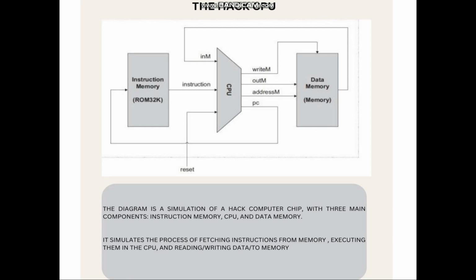In a Hack computer, the CPU is responsible for executing instructions in the instruction memory. These instructions are typically written in assembly language or machine code, which the CPU can understand and execute. The CPU takes an instruction, a reset signal, and input from the instruction memory as input, and uses its internal circuits to decode and execute the instruction.